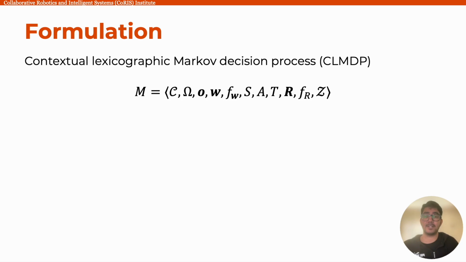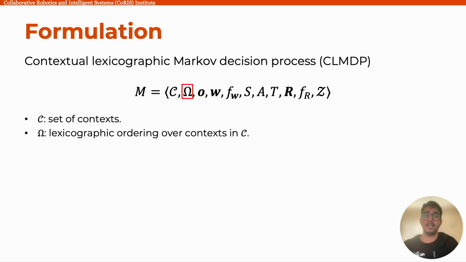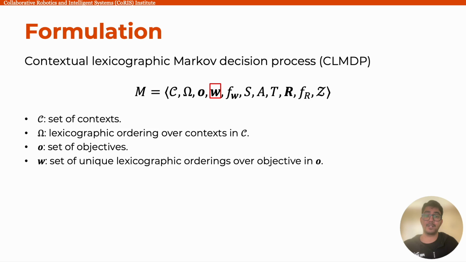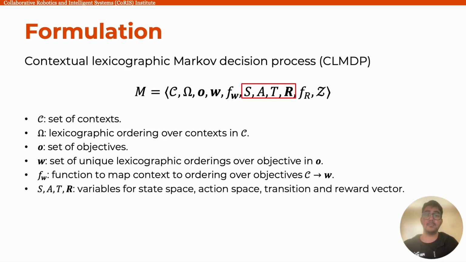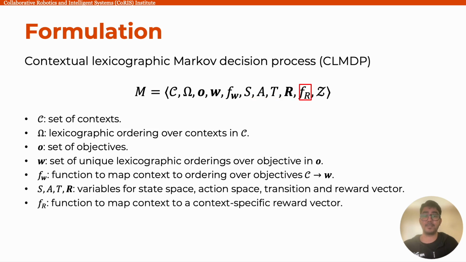We formulate this problem as a contextual lexicographic Markov decision process, or CLMDP for short, which is represented by this tuple, which includes a set of contexts in the environment, lexicographic ordering over these contexts, set of objectives, set of lexicographic orderings over these objectives, a function to map a context to its respective ordering over the objectives, the model variables that include state space, action space, transition, and reward vector, a function to map the context to its specific reward vector, and a function that maps state to context.